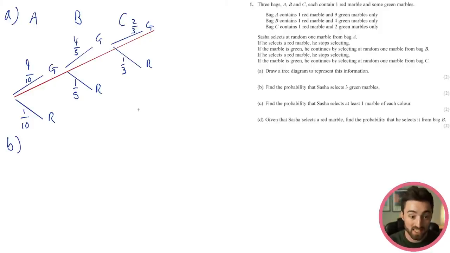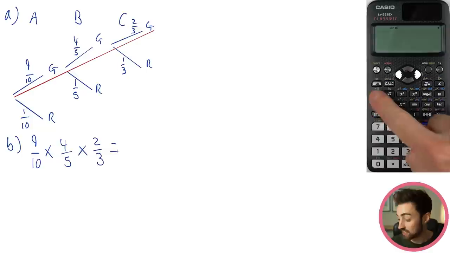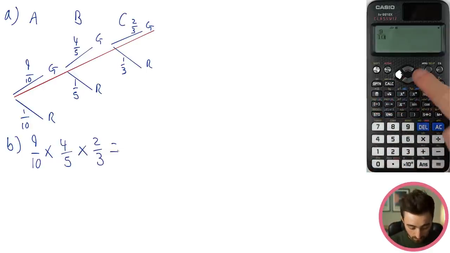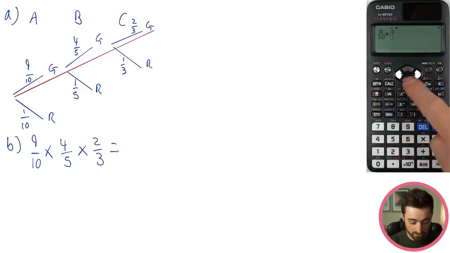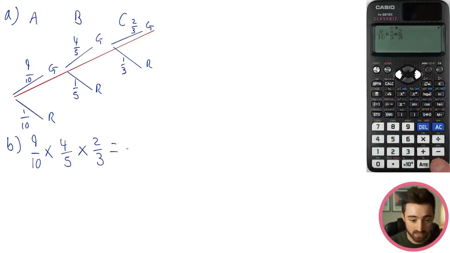I'm going to be using the AND rule here, because it says, what's the probability I get a green, and then another green, and then another green. When we use the AND rule, we have to times probabilities. So it's just going to be 9 over 10, green from bag A, times by 4 over 5, green from bag B, times by 2 over 3. Straight to your calculator, and that should do it. So we're going to get 9 over 10 times by 4 over 5 times by 2 over 3, and that is going to get me 12 over 25.